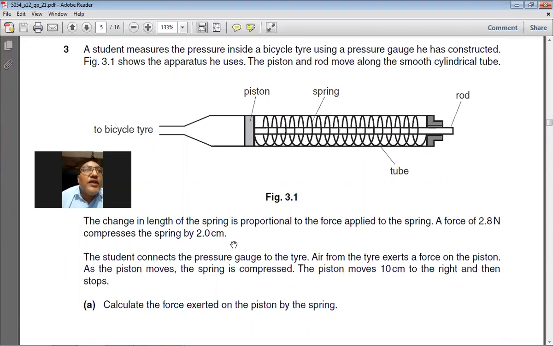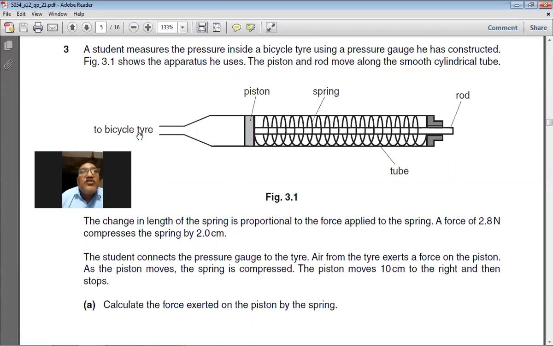So here we have a bicycle tire. This is the opening which will be joined with the valve of the bicycle tire. Here we have a piston. Here we will have air. From this rod, you press it. The change in the length of the spring is proportional to the force.